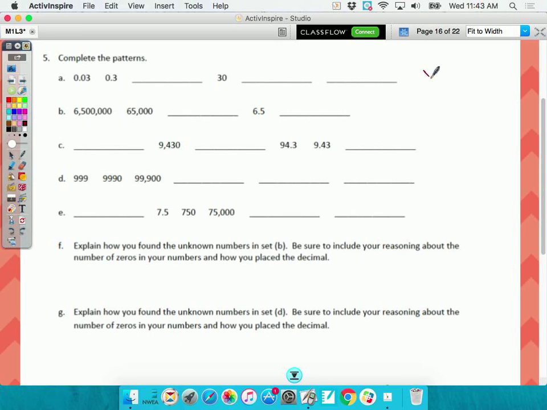So my rule is multiply by, then I have to figure out how far my decimal moved. Everyone look at these 2 numbers right here. How far did my decimal move? 1. So multiply by 10. Now I want you to try and fill these in. So each time you will multiply by 10, multiply by 10, multiply by 10.